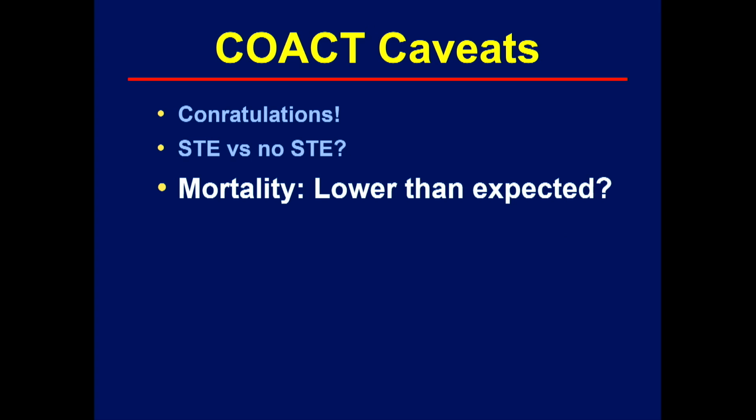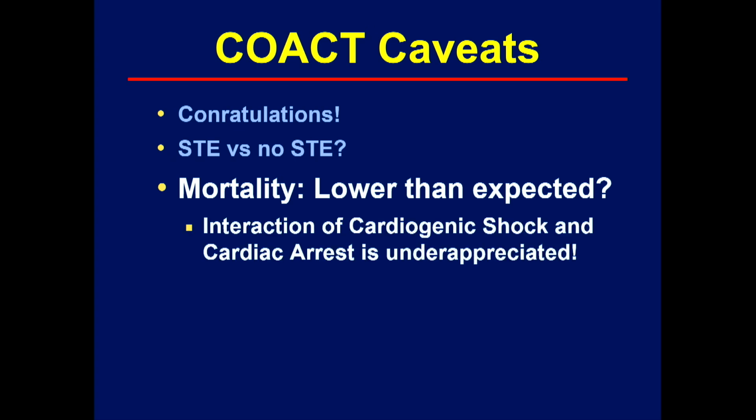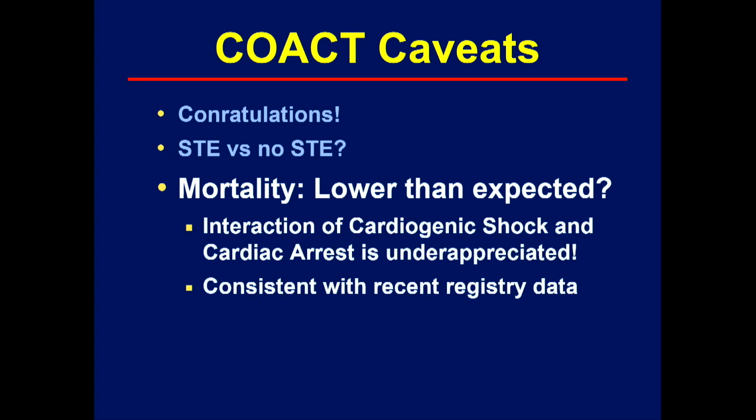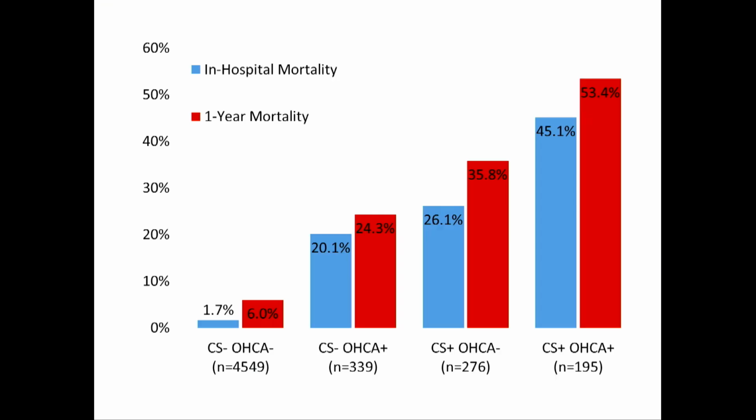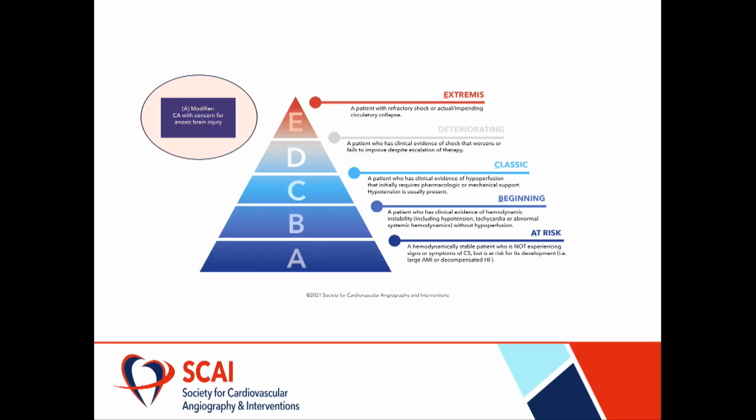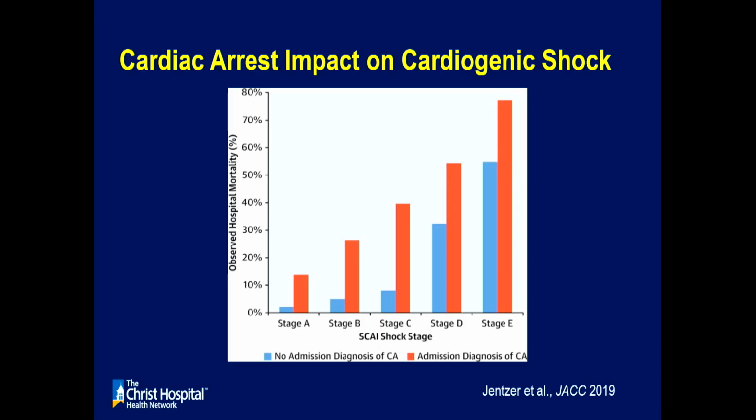So another important point is the mortality trial got criticized because it was mortality lower than expected. Is it? Not really, because I think people forget about cardiogenic shock, cardiac arrest interactions, and it's consistent with our registry data. So this is data from our STEMI registry, 6,000 patients. And if you had, over on the left, a cardiac arrest only without cardiogenic shock, your inpatient mortality is only 20%. Likewise, if you have cardiogenic shock alone without cardiac arrest, it's 26%. But together, it's about 50. All right, then we obviously take that into account in the shock classification, which we showed you before. And obviously, arrest, and you see it at every level of SCAI shock, having cardiac arrest markedly increases your mortality.